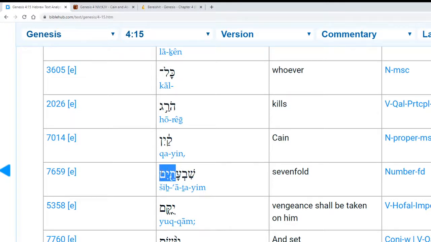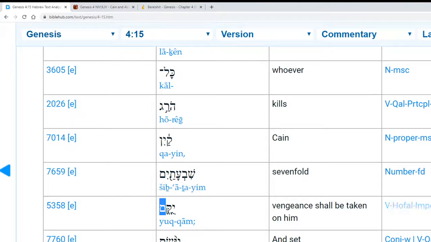It's not an uncommon thing. Shivatayim, 7 times, right? So literally, it's actually 2 sevens, 7 upon 7. Shivatayim, yukam. Okay, so I think I mentioned this before. Qof mem, right? So we know that word is there. Nekama, nun qof mem, is to take vengeance.